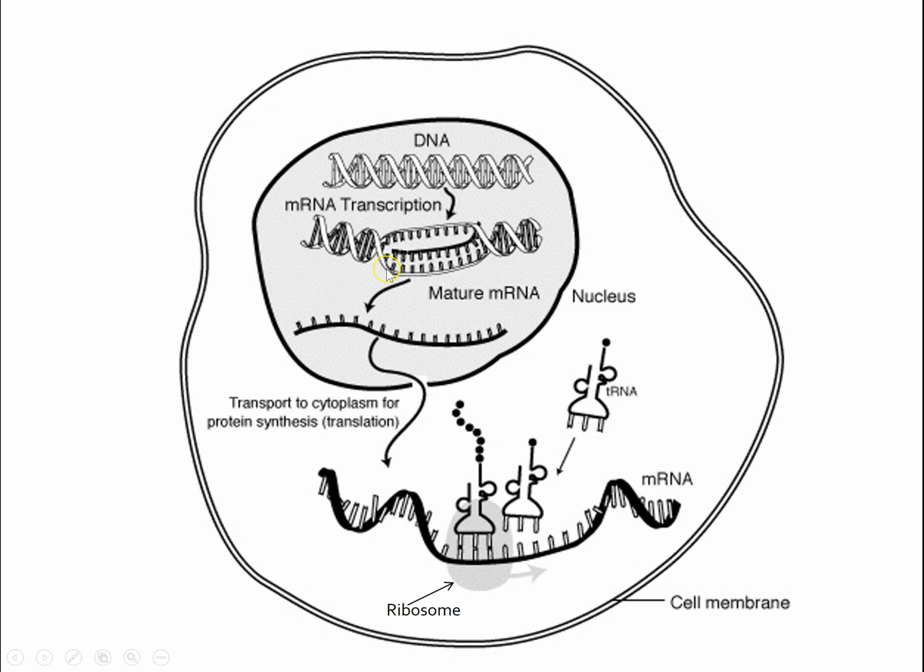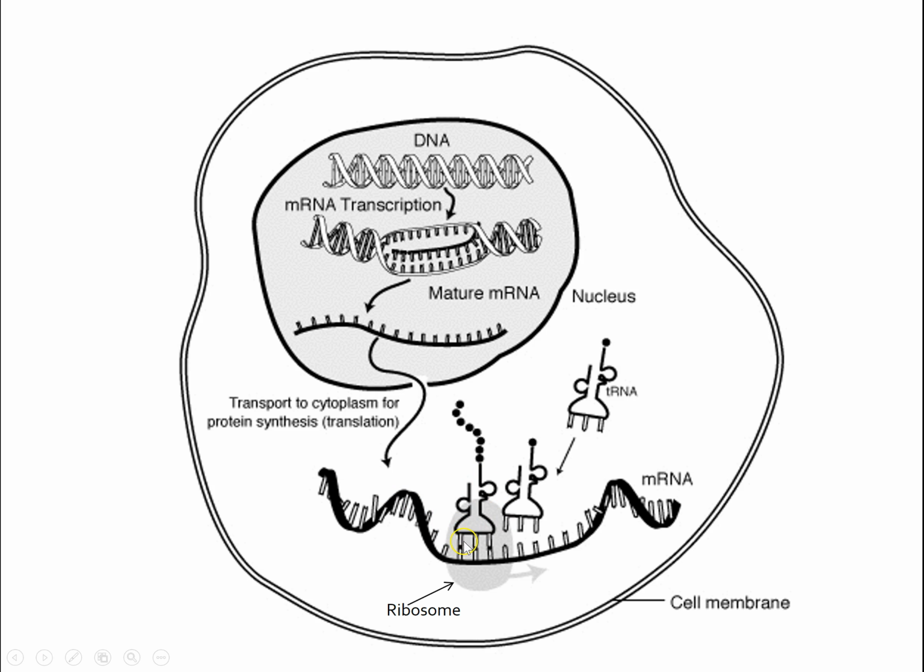DNA is unwinding and making the mRNA. And then this part here is the translation process. The mRNA comes out into the cytoplasm. It finds a ribosome. And then these are the tRNA molecules.